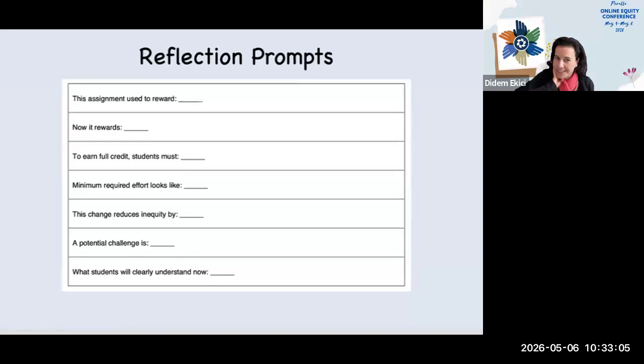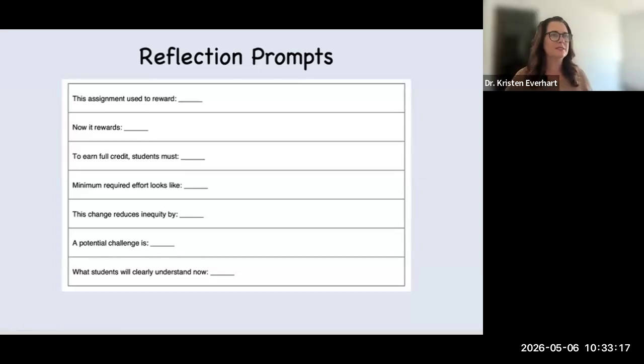And the breakout rooms are ready. Perfect. If you want me to open them all, maybe do you think 8 minutes would be enough? Yeah, I think so, to revise one assignment from someone's syllabus. Yeah, perfect.